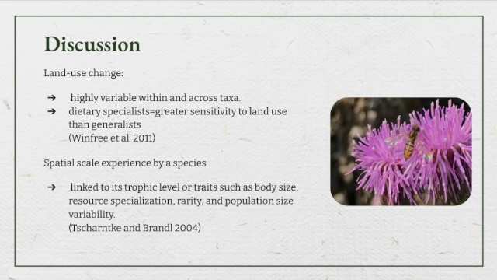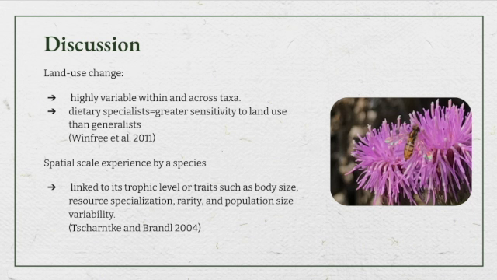From the analysis conducted, I concluded that land use change can affect species in highly variable ways within and across taxa. In this study, some species appeared to be diet specialists, while others appeared to be diet generalists. It is important to note that dietary specialists tend to have greater sensitivity to land use than generalists, since generalists can adapt to consuming nectar of various plants, while specialists cannot do so in an efficient way.